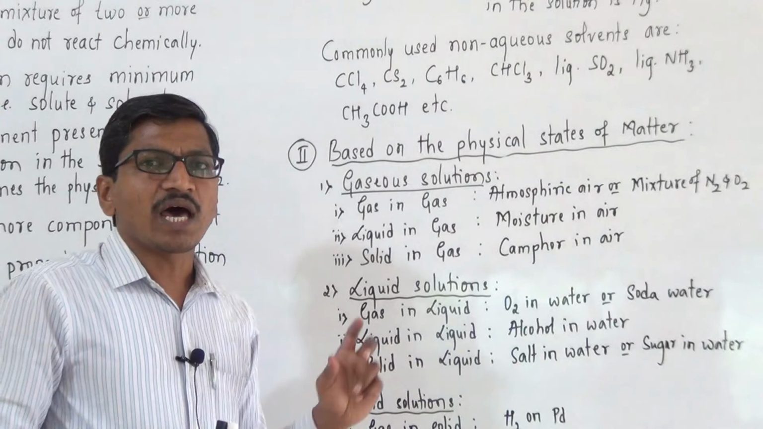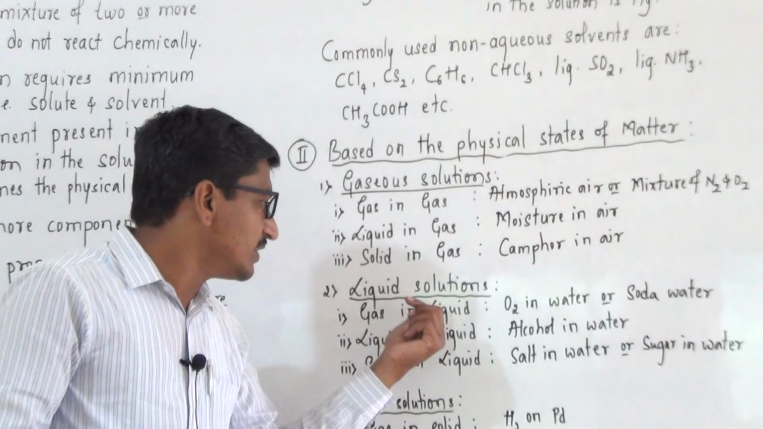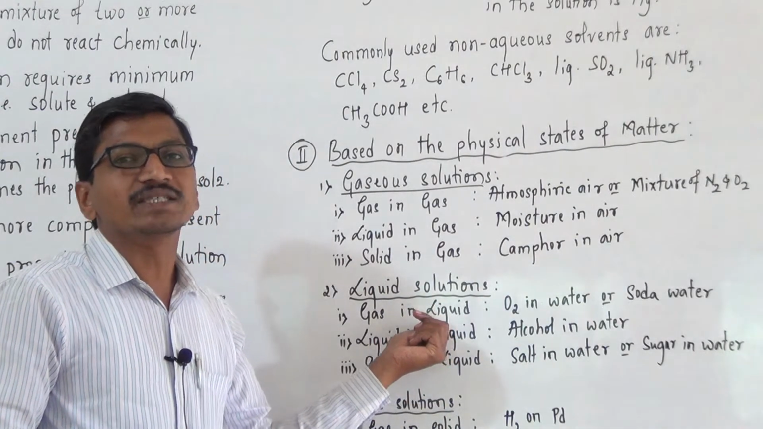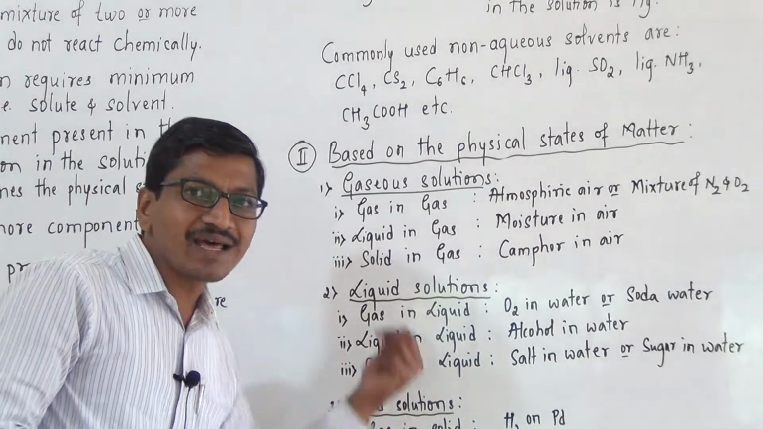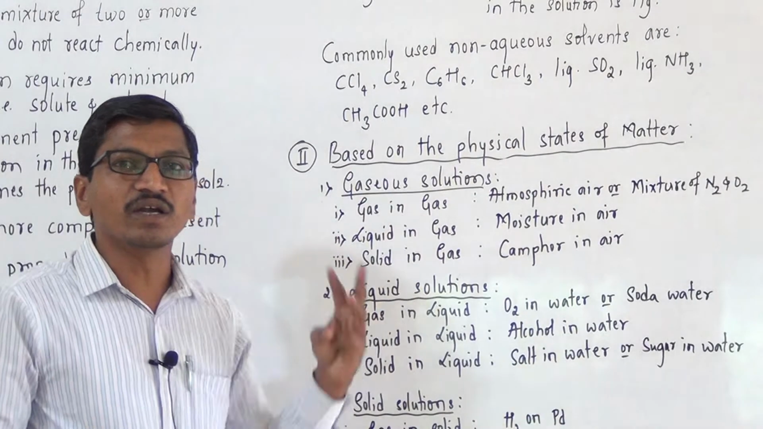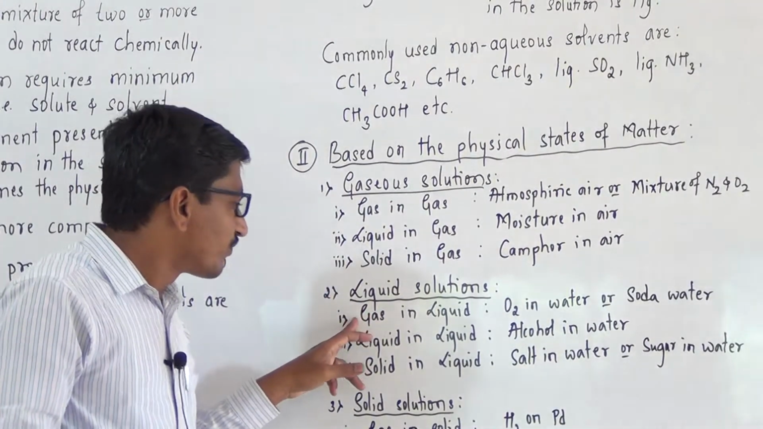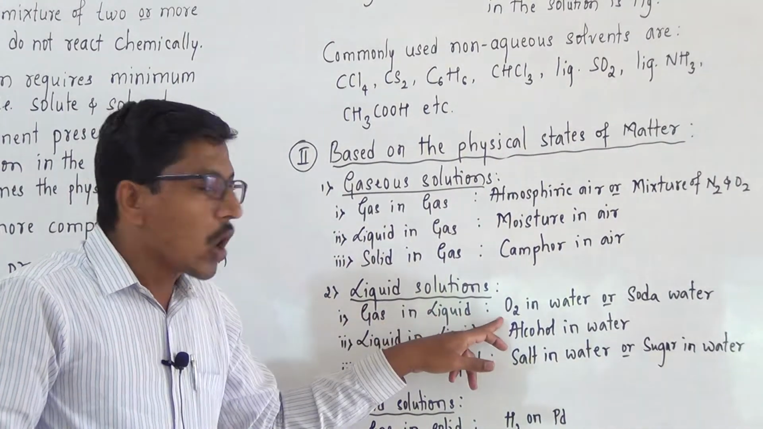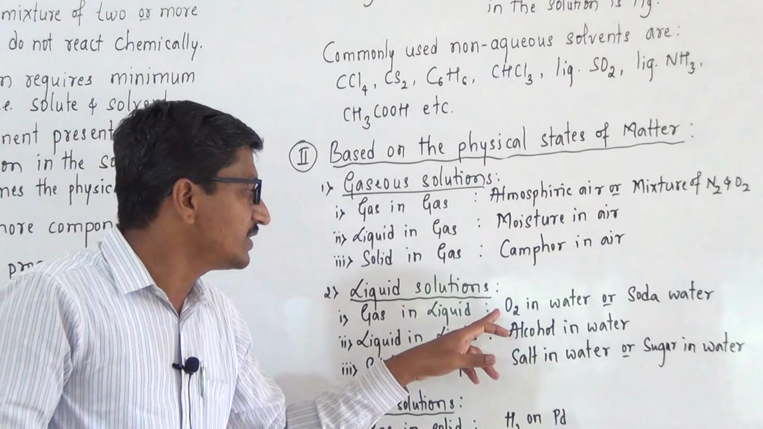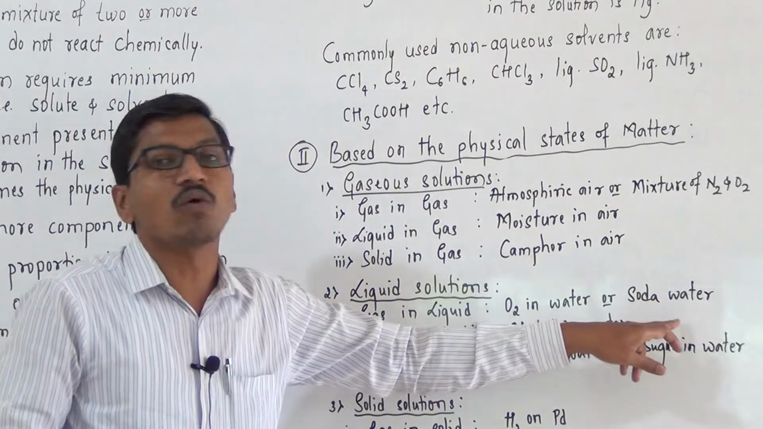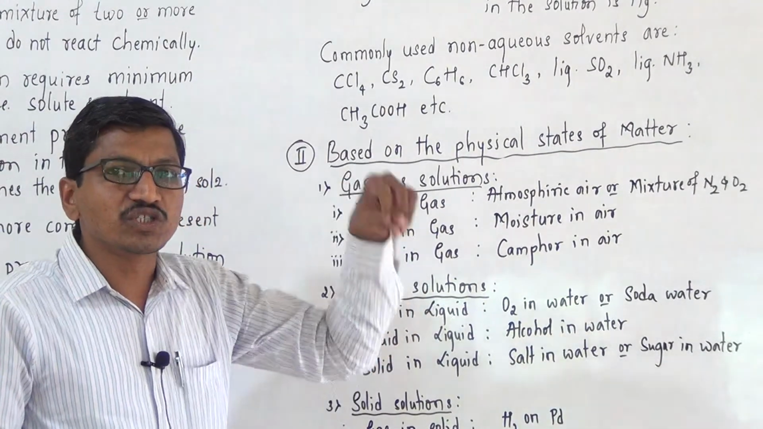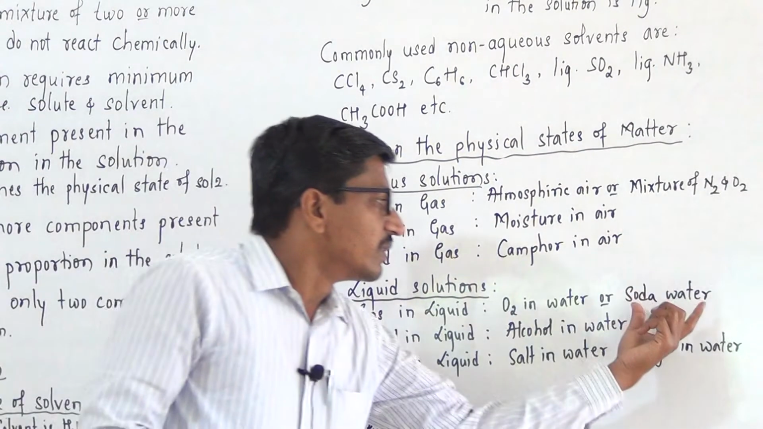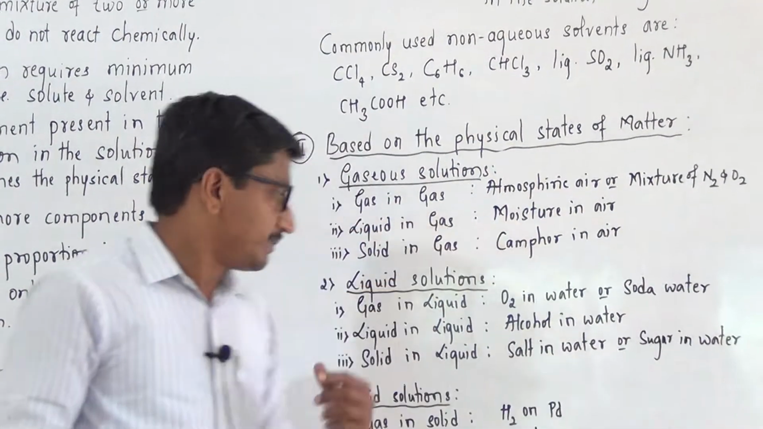Next one is liquid solutions. Liquid solutions are those in which the solvent is liquid and the solute is either gas, liquid or solid, and these are also classified into three different types. First one is gas in liquid. Examples are oxygen in water or soda water. Soda water is carbon dioxide dissolved in water, that is carbonated water.